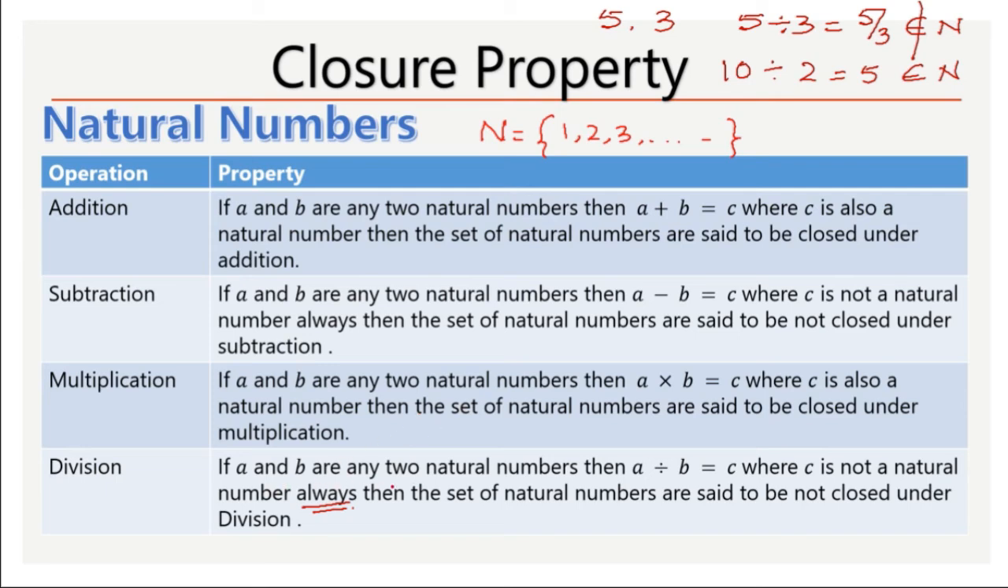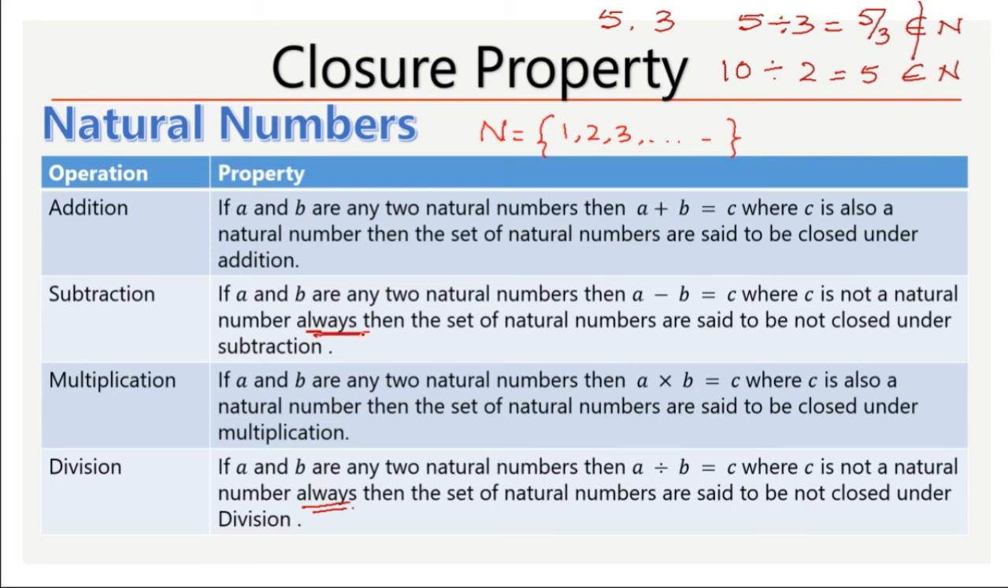If a and b are any two natural numbers, then a divided by b equal to c, where c is not always a natural number, then the set of natural numbers is said to be not closed under division. Here 5 by 3 is not there in the set of natural numbers, whereas 5 is present in the set of natural numbers. So we have to look into the word always.